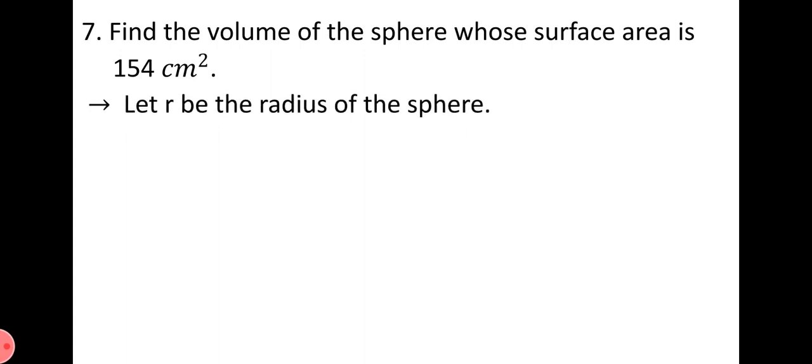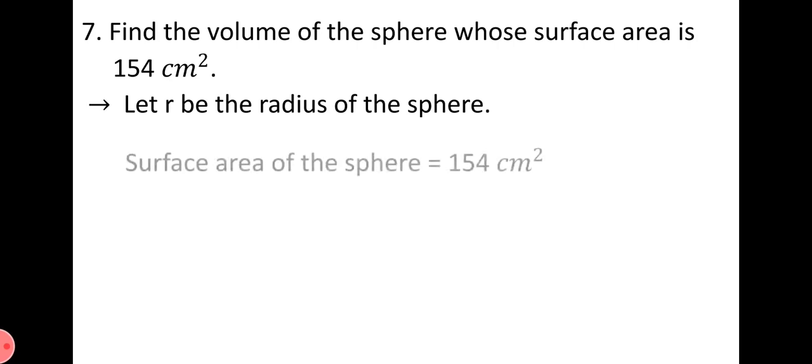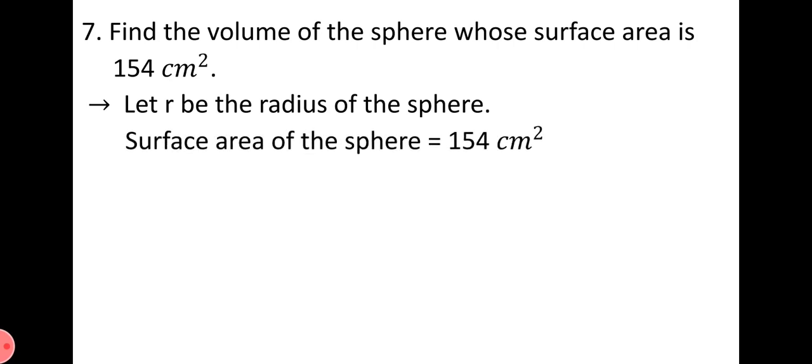As we don't know the value of r, we have supposed that r is the radius of the sphere. Now it is given that surface area of the sphere equal to 154 square centimeter. We know that the formula to find out surface area is given by 4 pi r square. That is 4 pi r square equal to 154. That is 4 into 22 upon 7 into r square equal to 154.